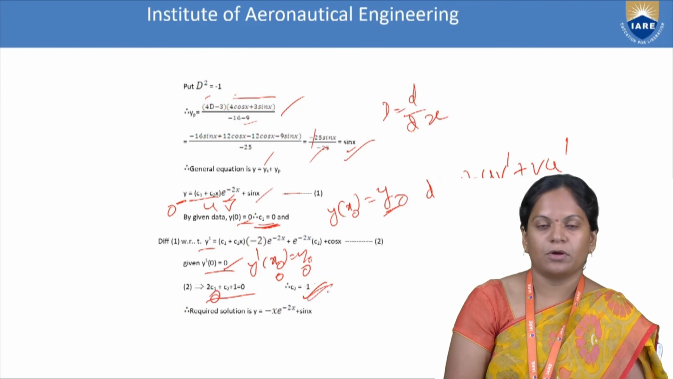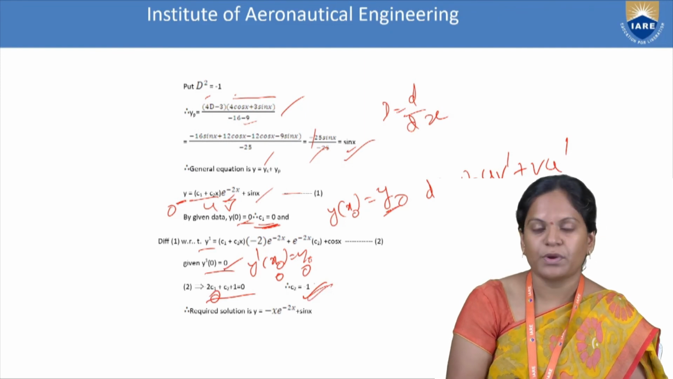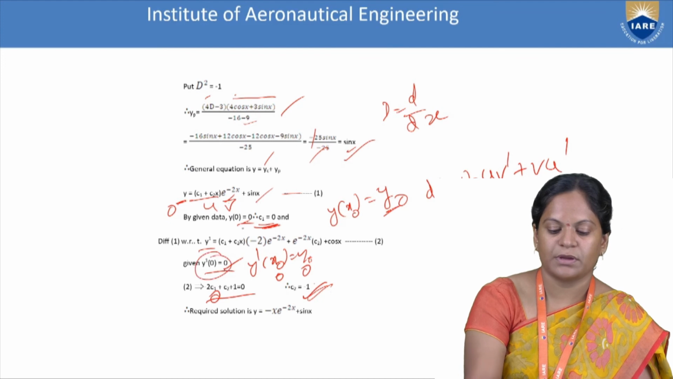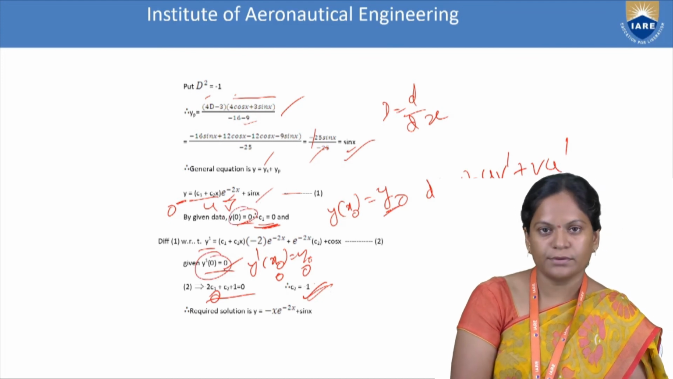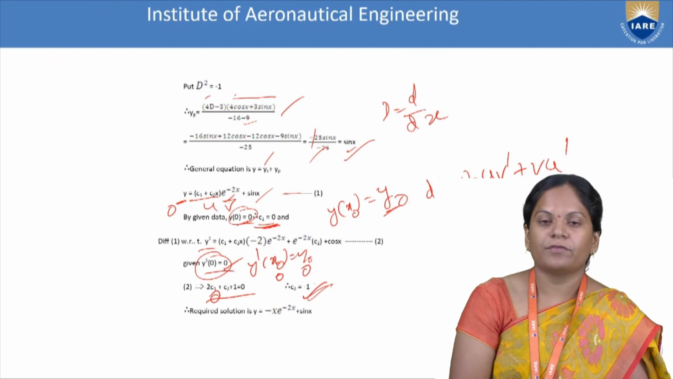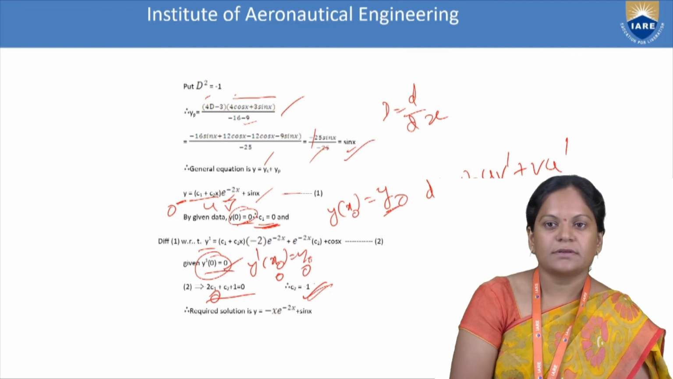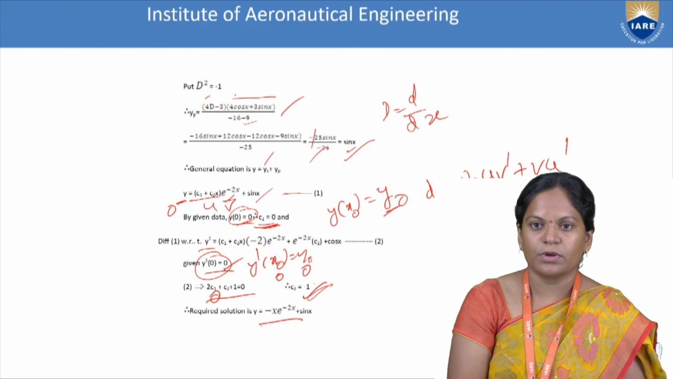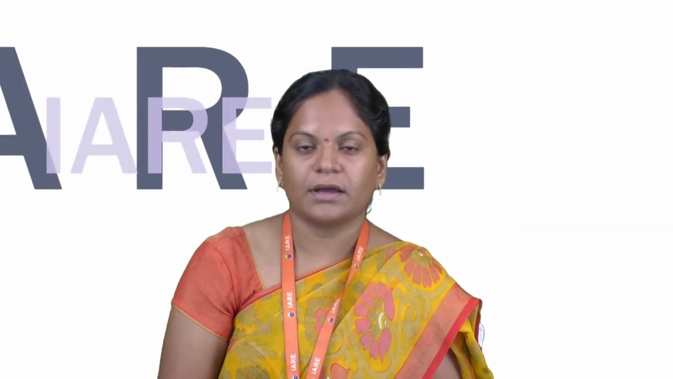So in any problem, if we have initial conditions, it means we have to replace c1 and c2 with constants. By using these two conditions, y dash of 0 equal to 0 and y of 0 equal to 0, we have to replace c1 and c2 with c1 equal to 0 and c2 equal to minus 1. Now the required solution is y equal to minus x into e power minus 2x plus sin x. So this is the complete solution of the given differential equation with the initial boundary values.